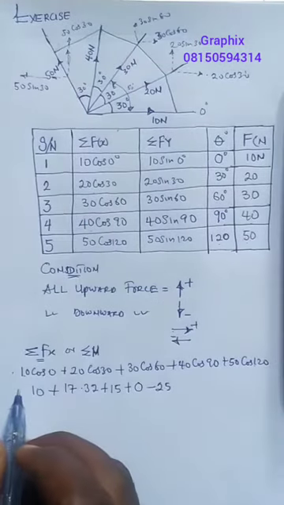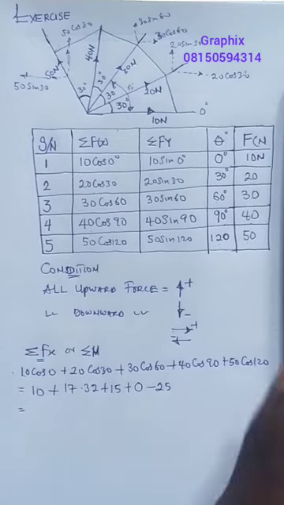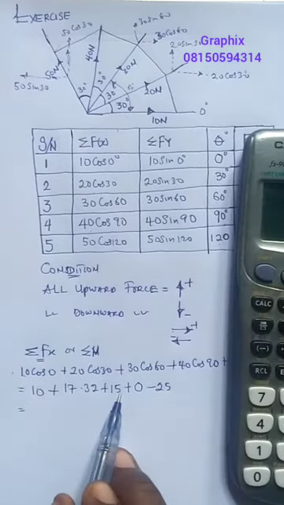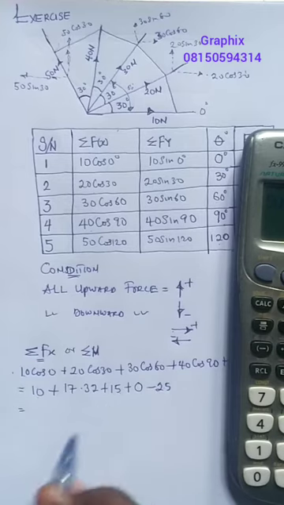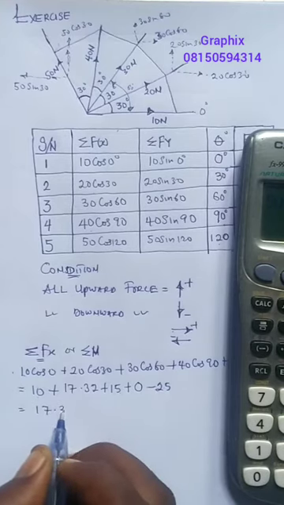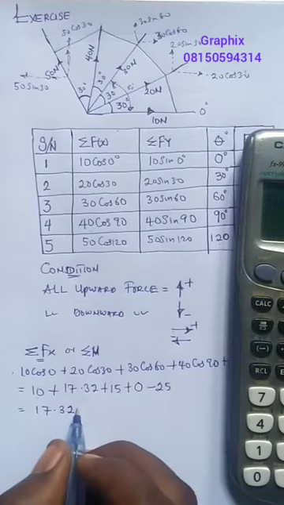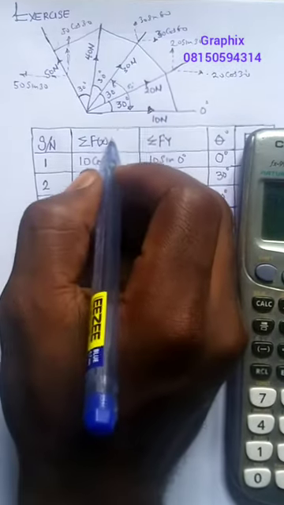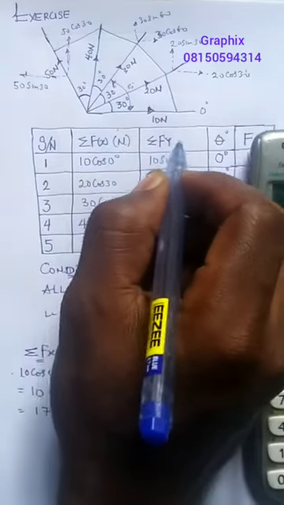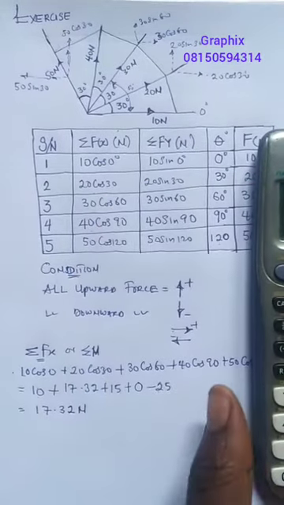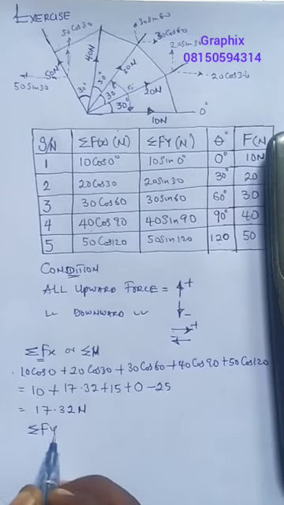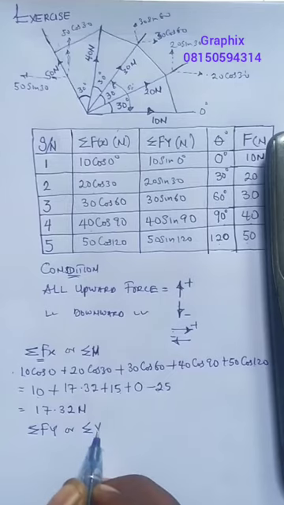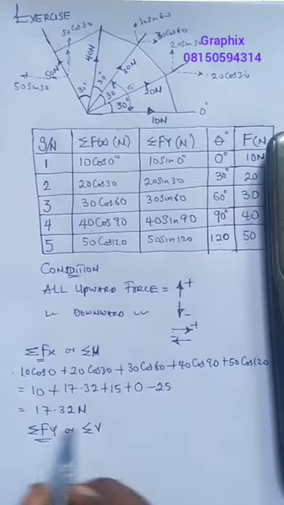So in the long run, my total value here will give me 10 plus 15, which is 25. 25 minus 25 is 0. Then we'll be left with 17.32 Newton. These guys are in Newton. This one too is in Newton. So from here, the next one will be the summation of F of y, or you call it summation of V. So we'll look for that one too.